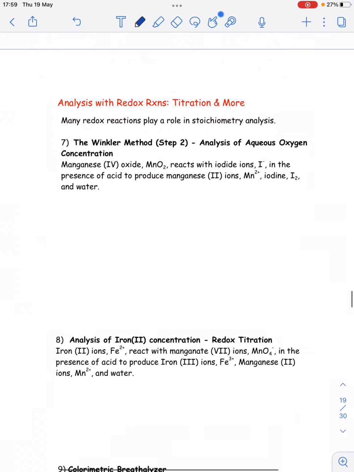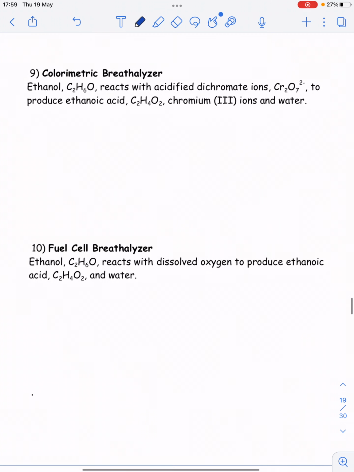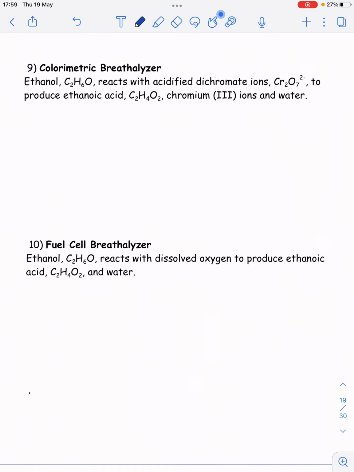Now, let's skip ahead and let's try probably the most challenging one, or one of the most challenging ones you could possibly get. Okay, we can do it if we pay close attention and we follow through on our steps, if we're careful. So ethanol reacts with acidified dichromate ions. So here are the dichromate ions, and they said acidified, so that means H+. We're going to make ethanoic acid.